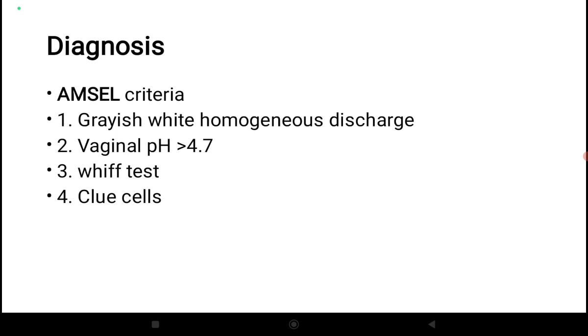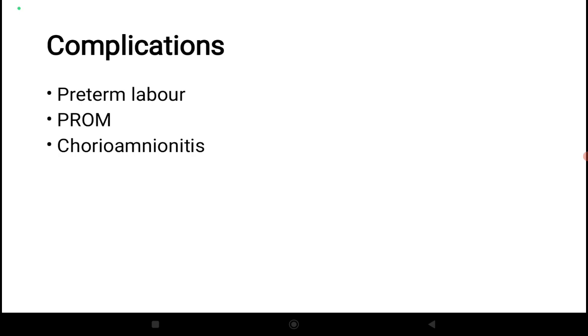And clue cells are diagnostic of bacterial vaginosis. These clue cells are present in the smear that is prepared with normal saline. The clue cells are vaginal epithelial cells covered with coccobacilli. The cells appear stippled or granular. Complications of bacterial vaginosis in pregnancy: preterm labor, premature rupture of membrane, chorioamnionitis.